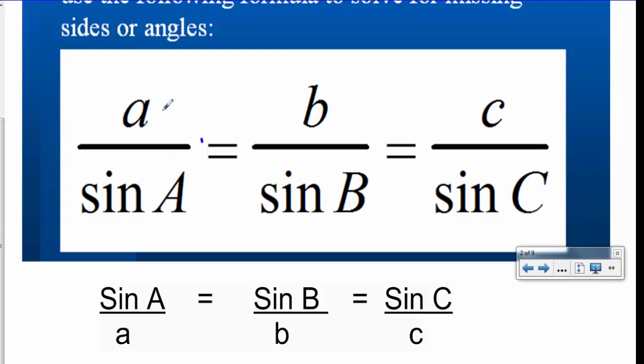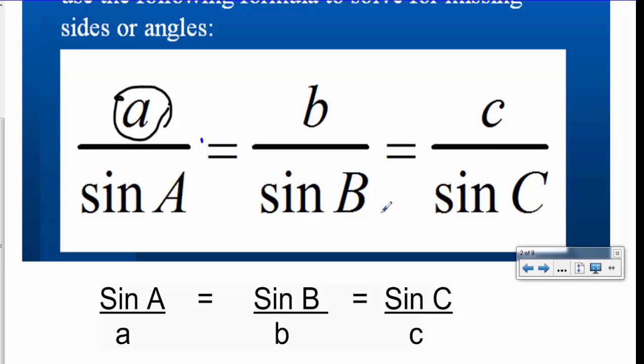The way that the formula works is that the side of the triangle, which they label with little letters, for example, little a, little b, and little c, is over the sine of the angle. The side is across from the angle on the triangle in each of these cases. To use the law of sines, we typically don't use all three ratios that you see: little a over sine of angle A, little b over sine of angle B, and little c over sine of angle C.